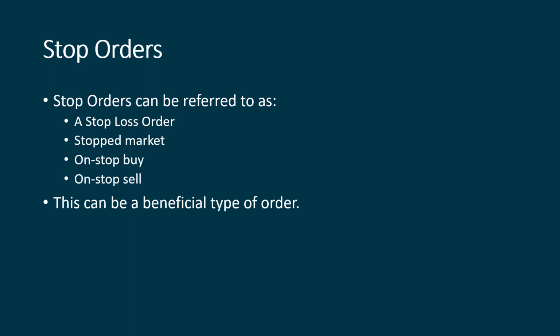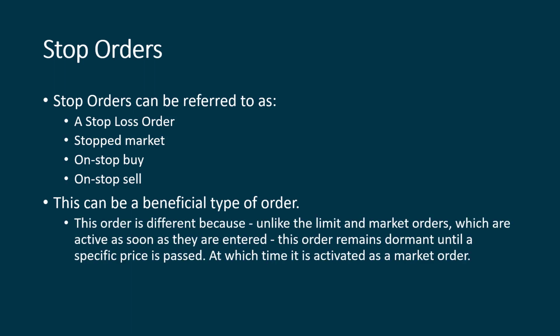This can be a beneficial type of order. The order is different because unlike a limit or a market order, which are active as soon as they're entered, the stop order remains dormant, or doesn't do anything, until a specific price is passed, at which time it's activated as a market order. A lot of investors use these. If you have a stock that you've held on to for a while and it's at $60 per share, and you think, I've had a pretty good run with this. I'm going to be away for a little while. I can't really watch things. I'm going to put in a stop loss at 55.